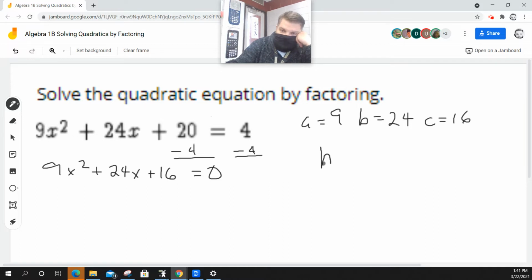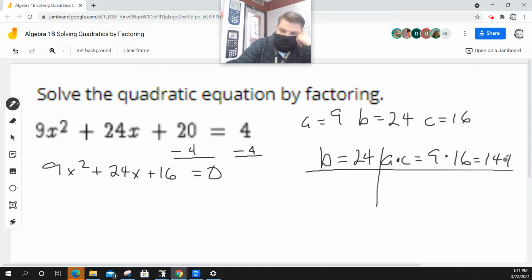So I need to find two numbers that when I add them, they equal 24, but when I multiply them, they equal 9 times 16. Well, 9 times 16 is 144. And I know that 12 times 12 equals 144. I also know that 12 plus 12 equals 24.